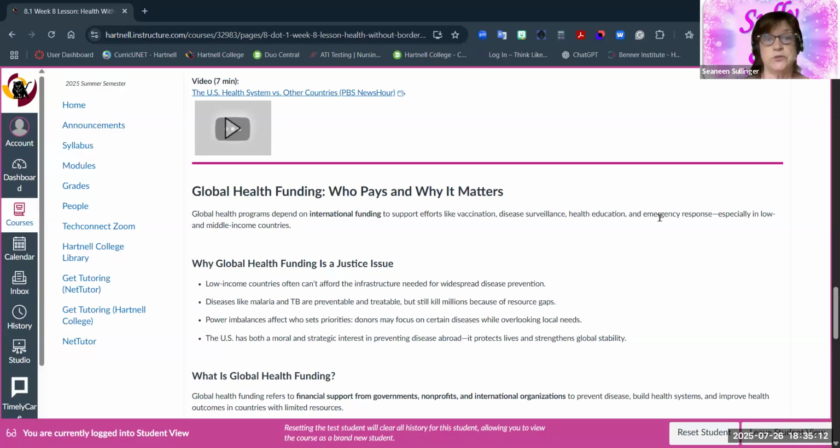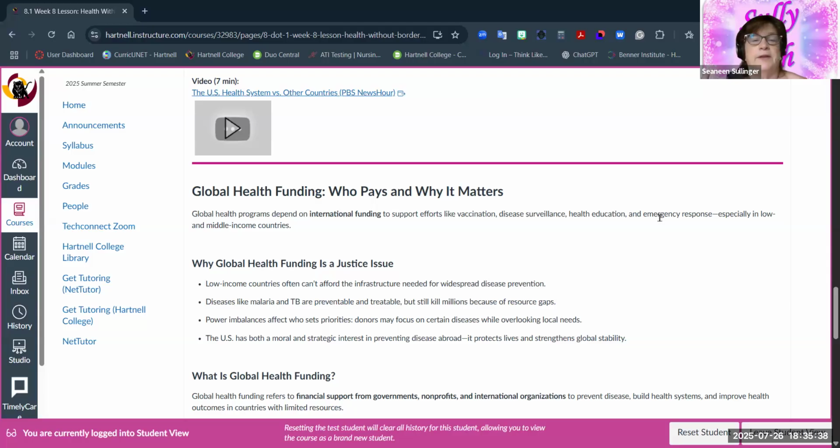And there's a lot of research that goes on looking at disease surveillance, trying to do health education, and figuring out how to do critical responses, emergency responses. What does that look like? For example, COVID. How did we respond versus how did other countries respond? And did we have better outcomes or worse outcomes than other countries?